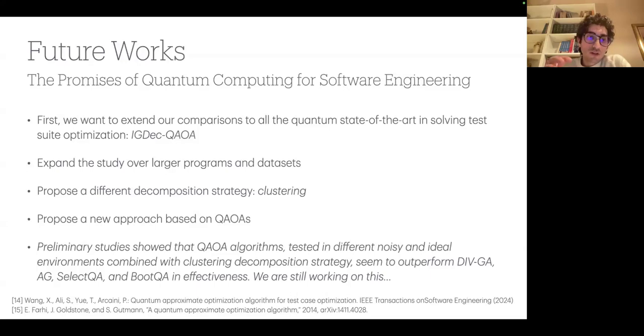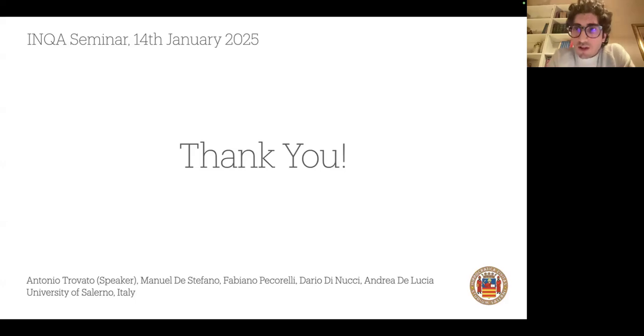But the preliminary results that we obtained applying QAOA with clustering strategies show that not only was QAOA able to outperform the traditional state-of-the-art method, but in particular, in terms of efficiency, this strategy was comparable with the BootQA method. So the preliminary results are really, really promising. And thank you for the attention.